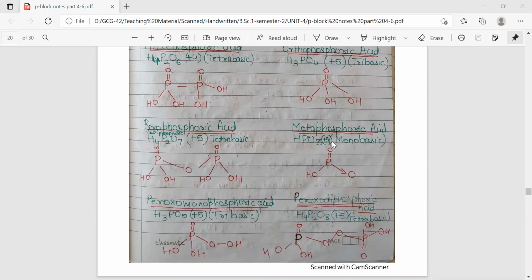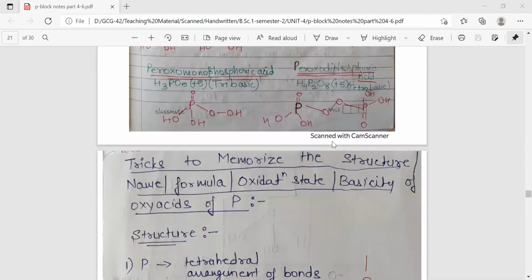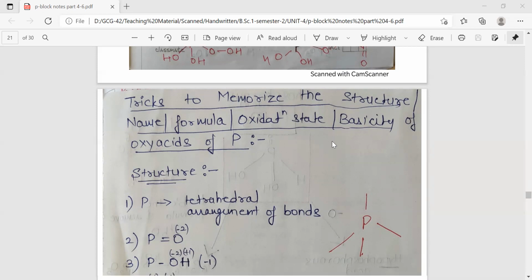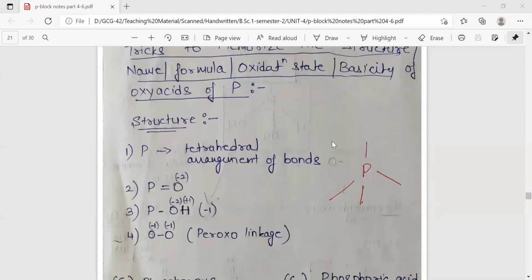Then pyrophosphoric acid with +5 oxidation state of phosphorus. Metaphosphoric acid, again +5. Peroxo monophosphoric acid, again phosphorus in +5, and peroxo diphosphoric acid, phosphorus again in +5 oxidation state. So let us first have a look at the trick to memorize the structure, name, formula, oxidation state, and the basicity of these oxo acids, and obviously the corresponding anhydride also.